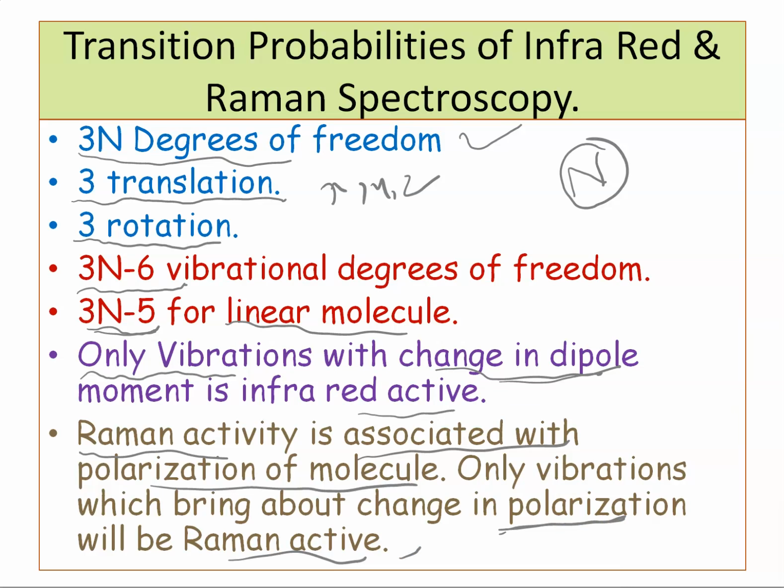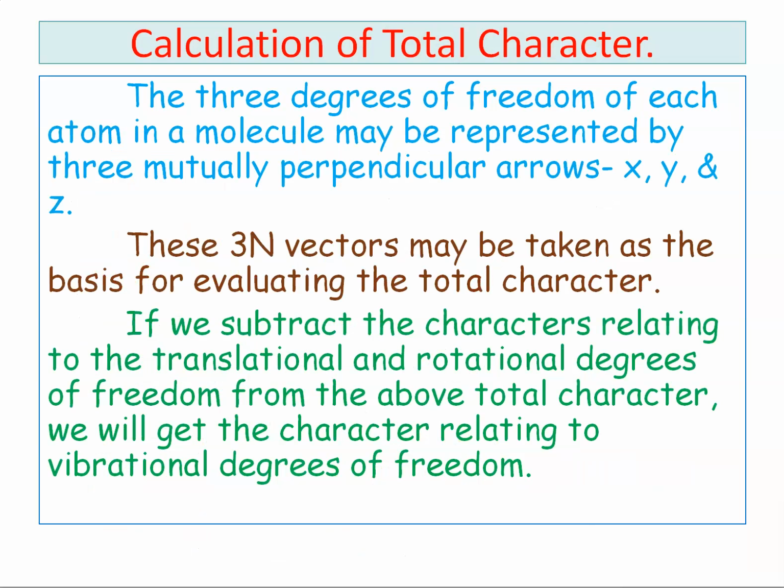Okay, the first step in the prediction of vibrational modes is the calculation of the total character. Calculation of the total character is the first step to determine the normal modes of vibration and the symmetry of the normal modes of vibration. This can be done in this way.